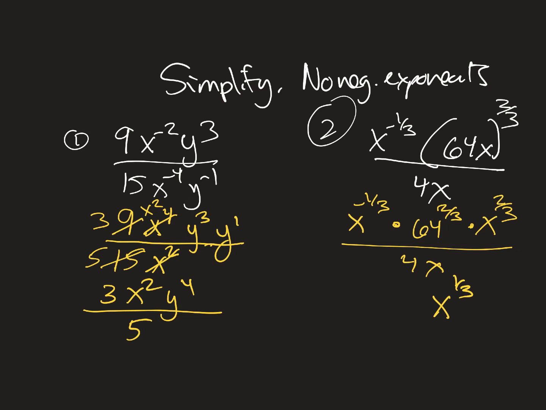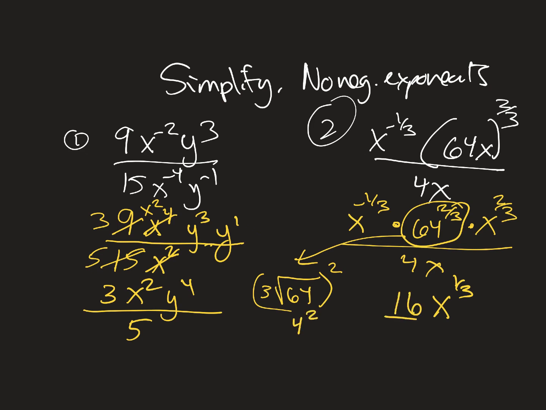And then remember what fractional exponents mean. This means, when I'm dealing with this number, the cube root of 64 and then square it. Well, the cube root of 64 is 4, and then squared will be 16. And then in the denominator, I have 4x. Okay, so I can reduce things. 4 goes into 16 4 times. And then I've got x to the 1/3 and x to the 1. So in the denominator, that will be x to the 2/3. And you can just leave it like that. Okay, so that was simplifying exponents.